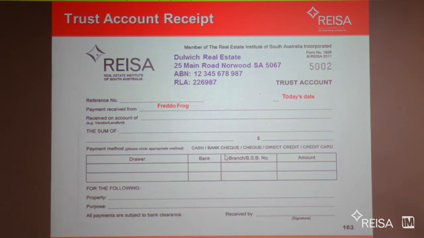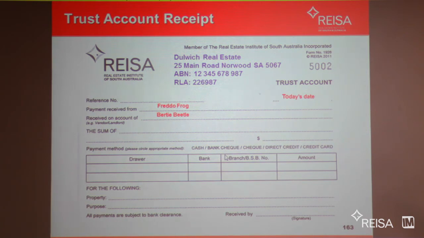It's received on account of the vendor or the landlord, not Dulwich Real Estate. Okay, so don't put Dulwich Real Estate, care of Dulwich Real Estate, anything like that. It is received on account of the landlord, which is Bertie Beetle. Freddo Frog and Bertie Beetle, tenant and the landlord. You're represented on the trust account receipt by your name at the top.